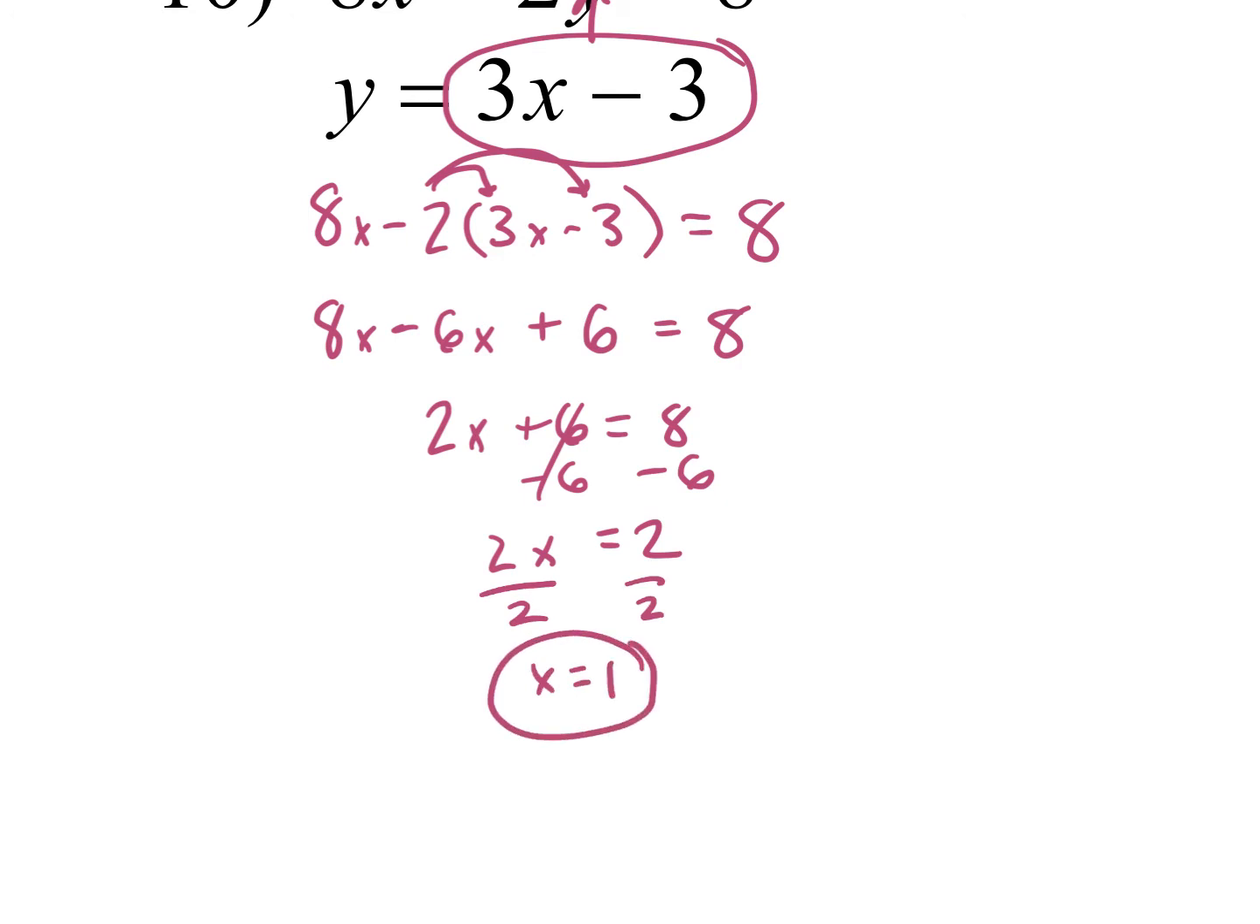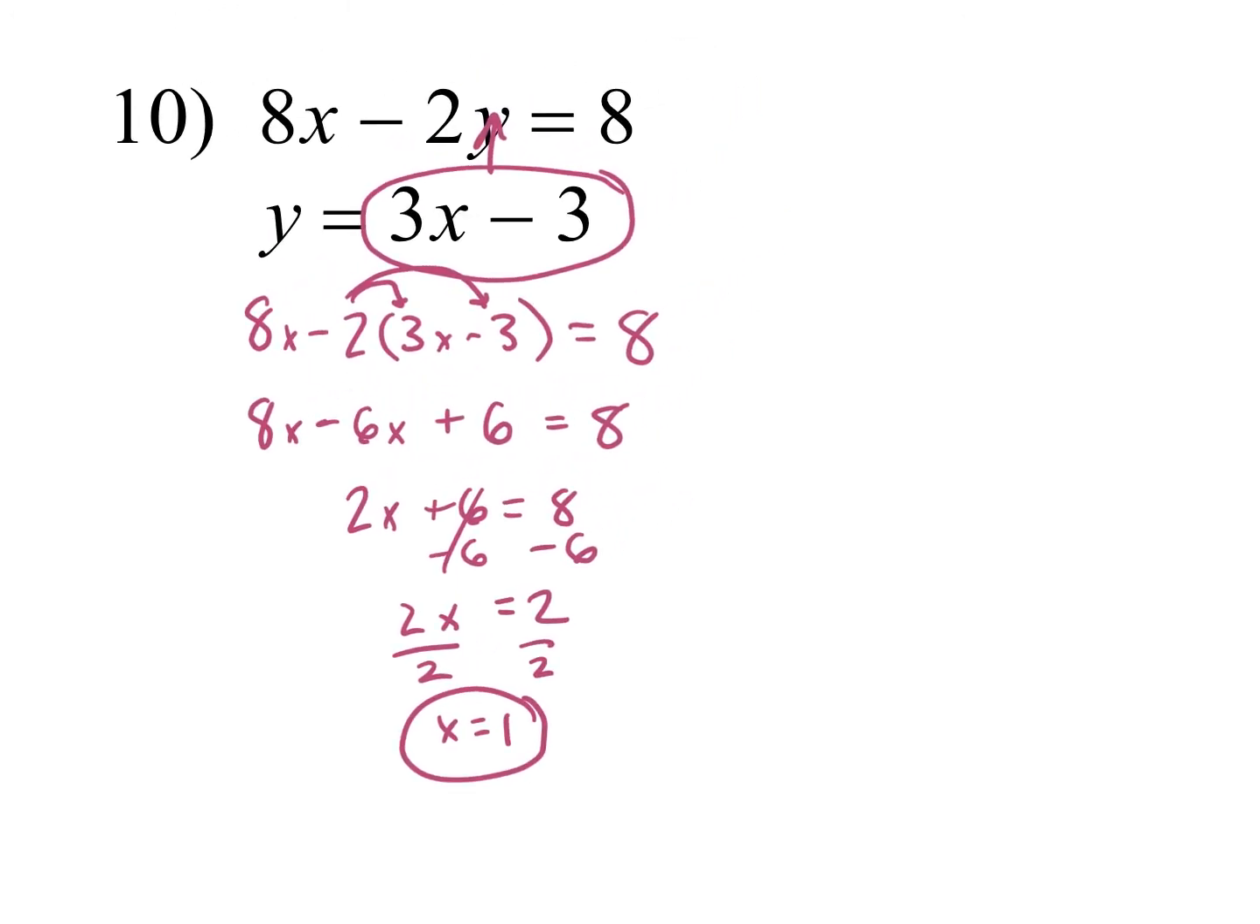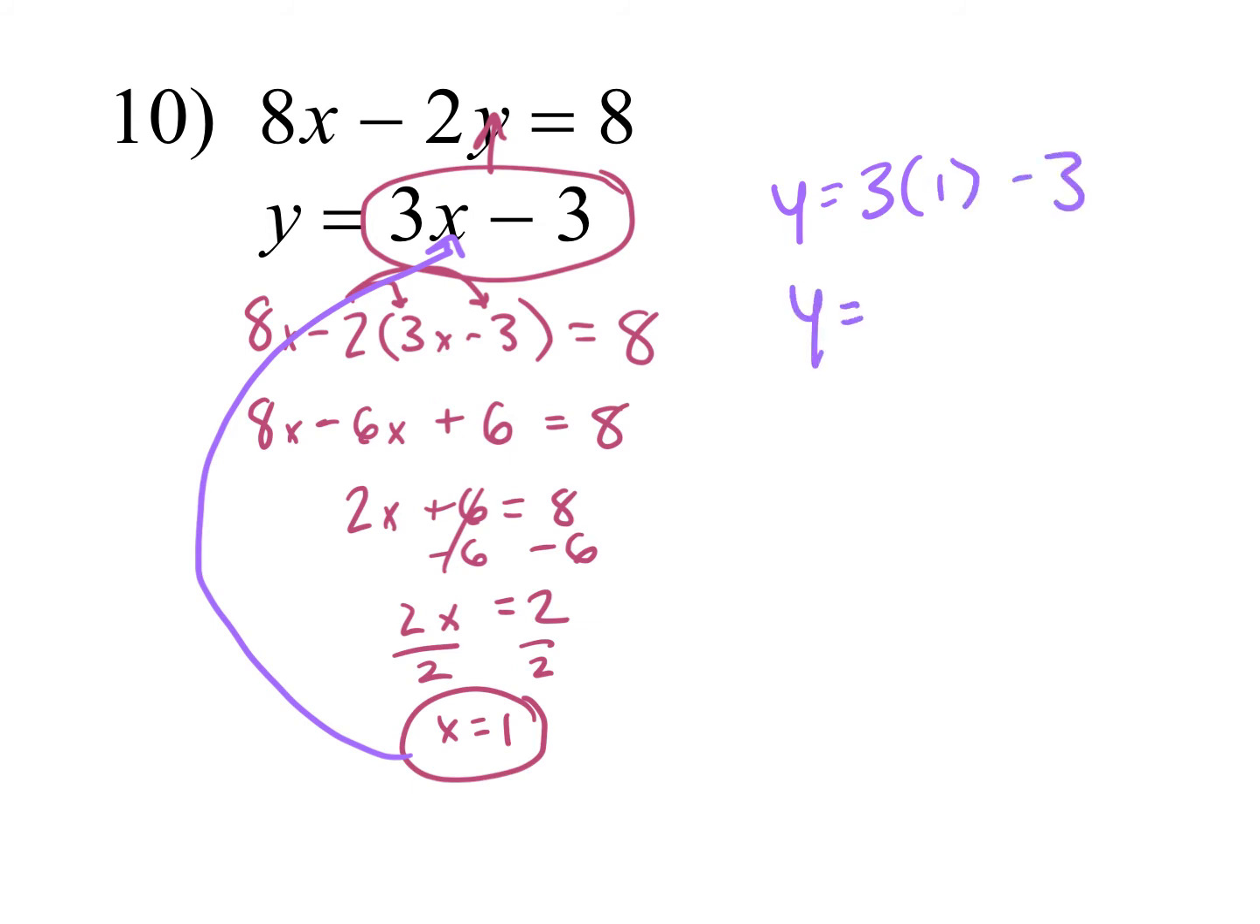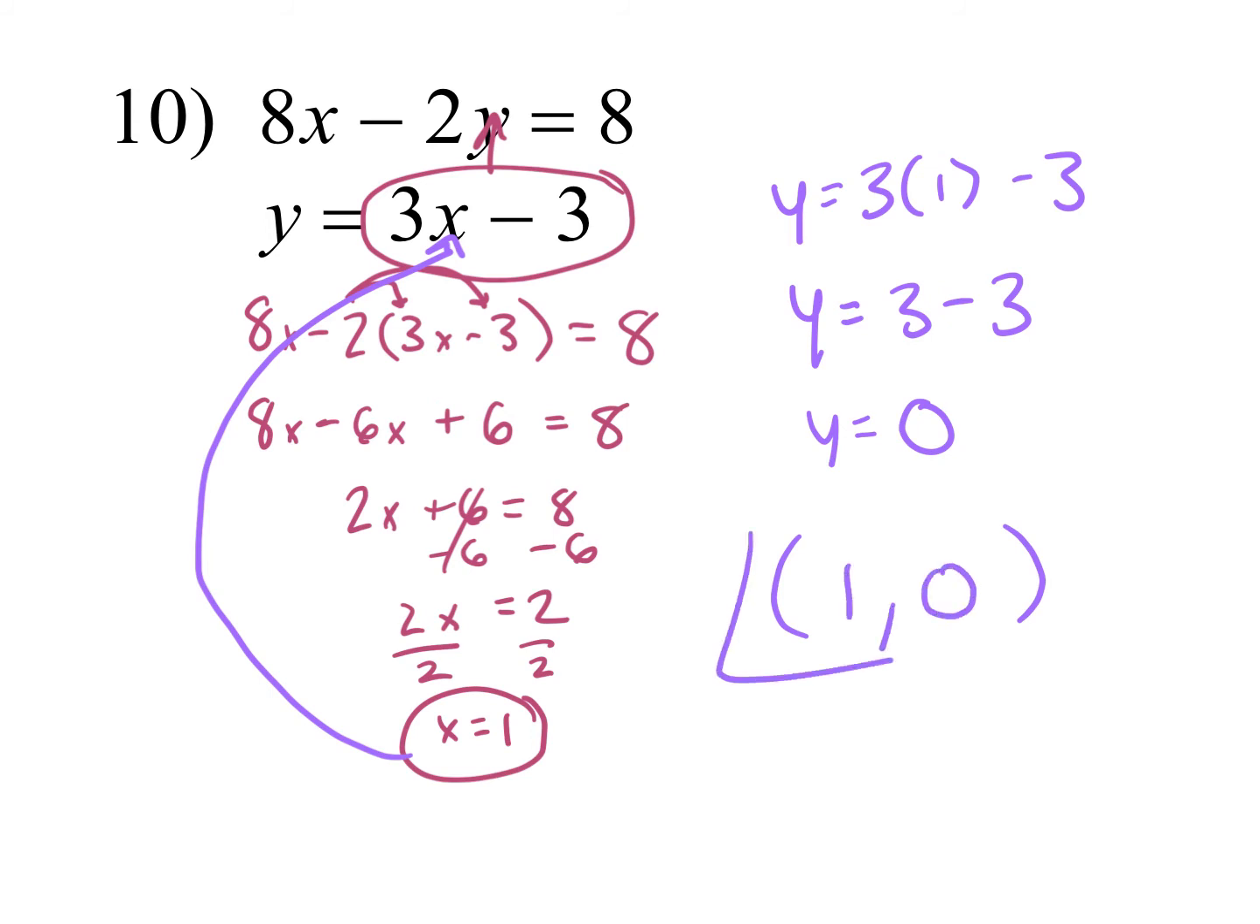So x is equal to 1 is one of my answers. How do I find another one? Plug it back in. Do you want to plug it into the first one or the second one? Second one looks a little bit easier. So y is equal to 3 times 1 minus 3. What's 3 times 1? And what's 3 minus 3? So y is equal to 0. So how would I write my answer? 1, 0. Any questions here?